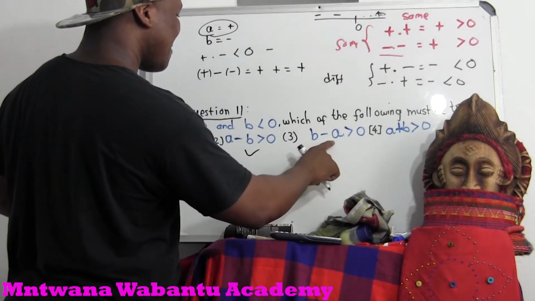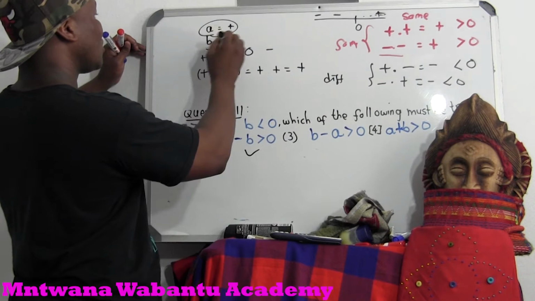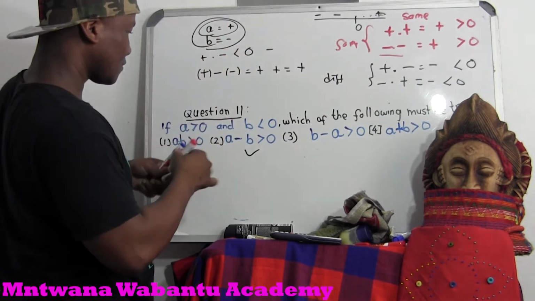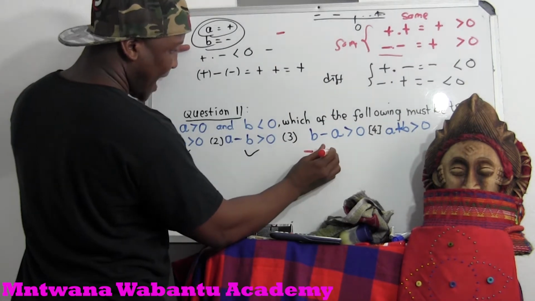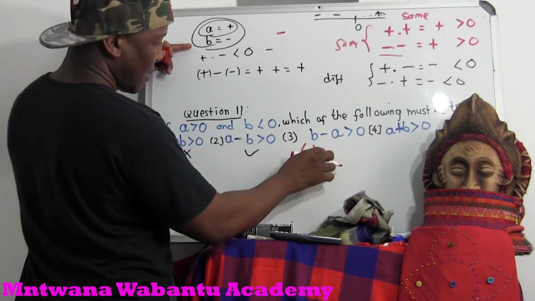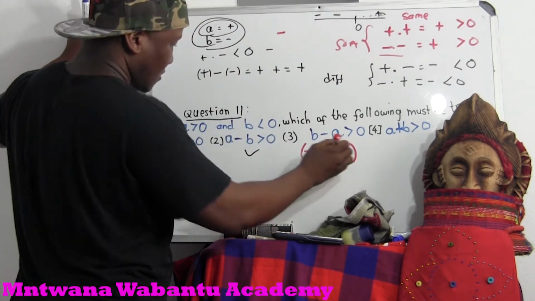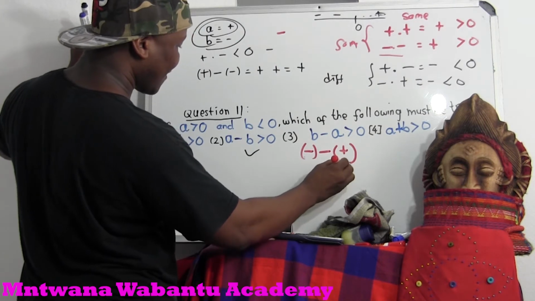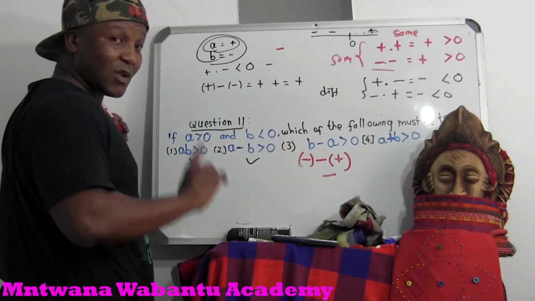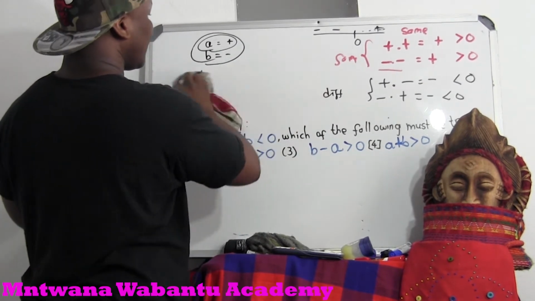Now we go here, B minus A. Okay. B minus A, what is that B? B we know is negative. So we're going to say negative here, minus, because this is negative, minus A. What is that A? A is positive. So now we go, negative and positive is like negative. Or wait, I want to come back here for the second one. Let me do it again.